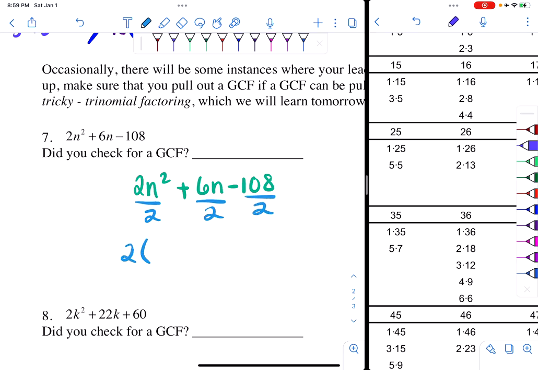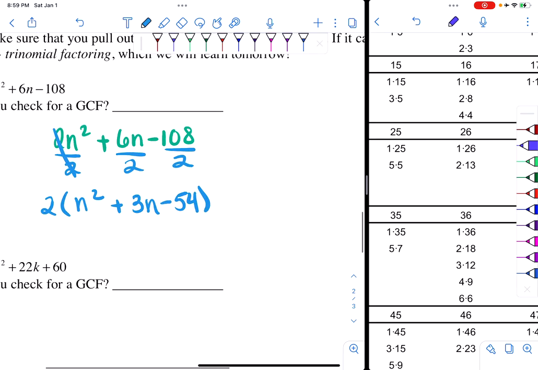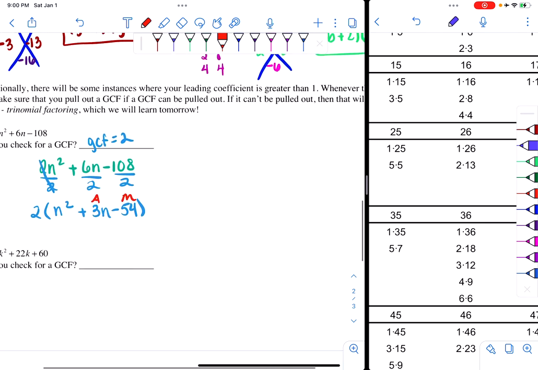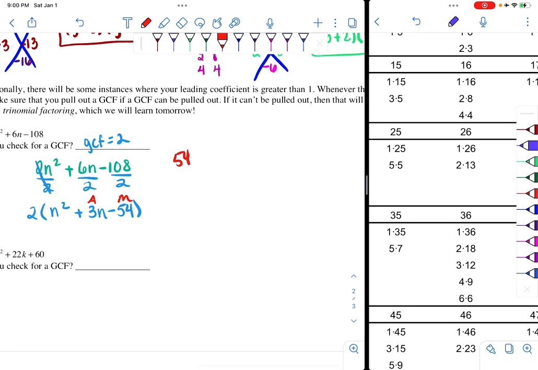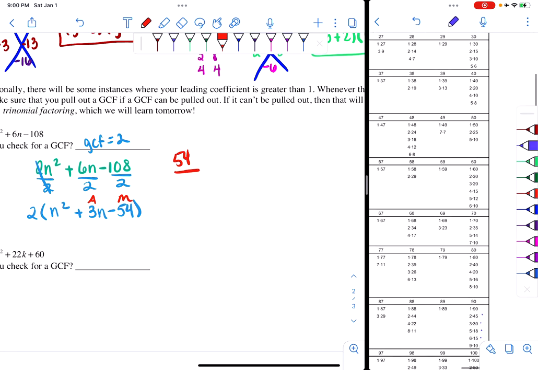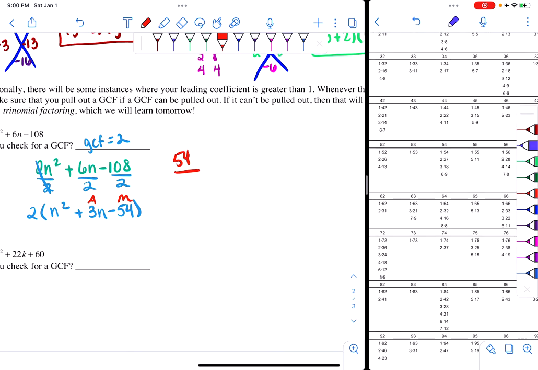2 divided by 2 is 1, so I just get n squared. 6 divided by 2 is 3, so I have 3n. And 108 divided by 2 is 54, so I have minus 54. Now I want to add up to 3, and my GCF, we said, was 2. I want to add up to 3 and multiply to negative 54. So I write out everything that multiplies to 54. I have 1 and 54, 2 and 27, 3 and 18, and 6 and 9.